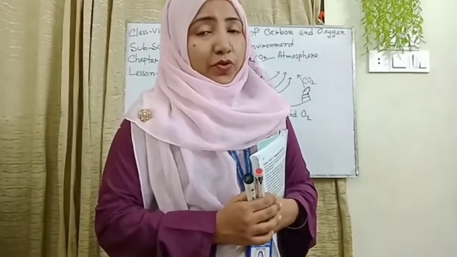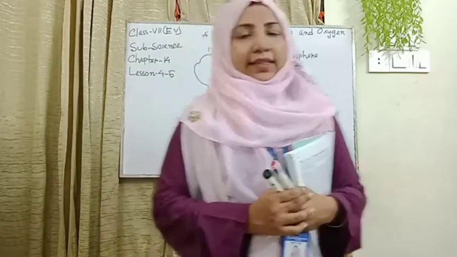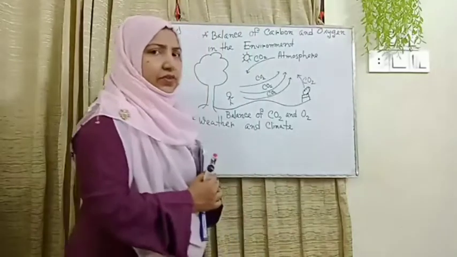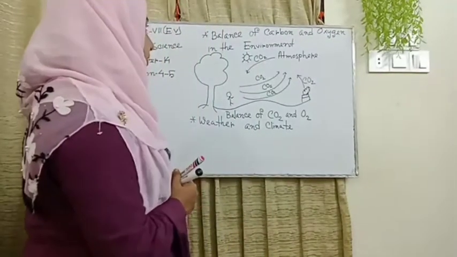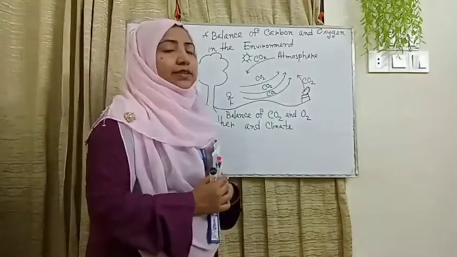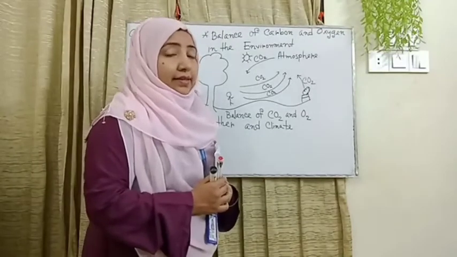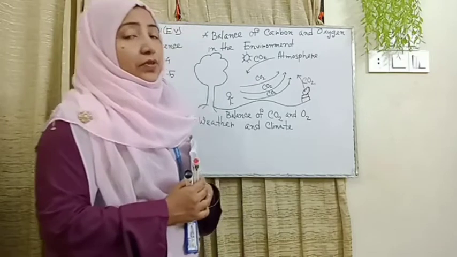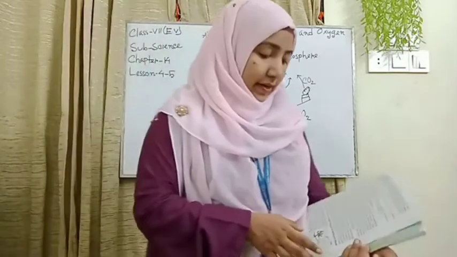Today I am going to start our new chapter. Basically, it's not a new chapter. I also explained in the previous class. Today I just explain our lesson 4 and 5. Here's lesson 4 and 5. It has the balance of carbon and oxygen in the environment, and the climate and weather and the differences between the climate and the weather.